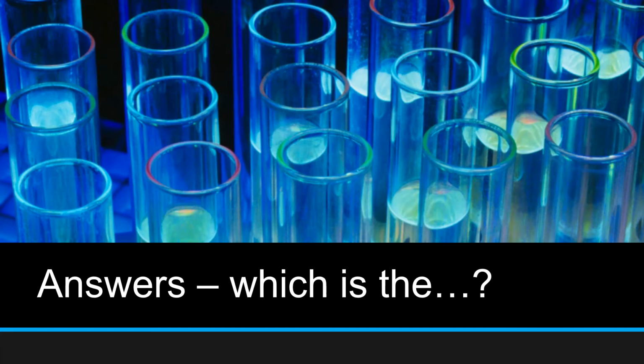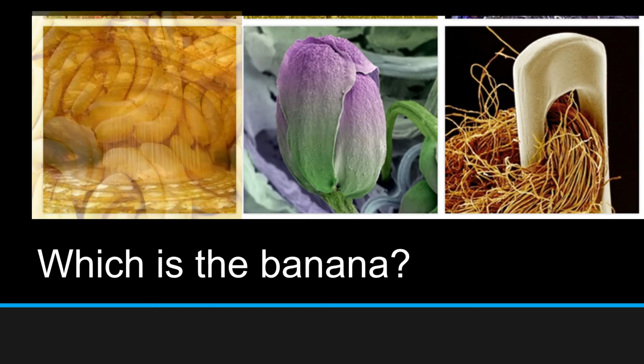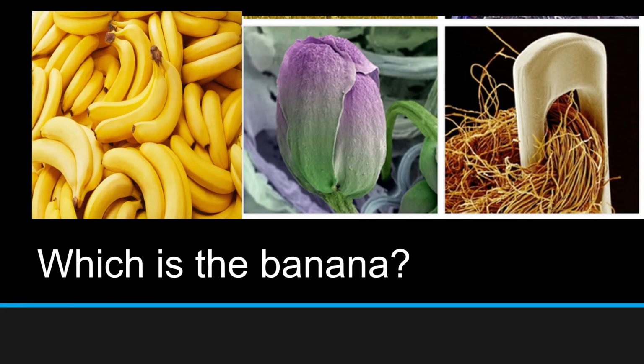So this is answers for which is the. Which one of these is the banana? Is it number 1, is it number 2, or is it number 3? Which is the banana? It is, of course, number 1, the only one that was very yellow. Well done if you got that one correct. Off to a good start.